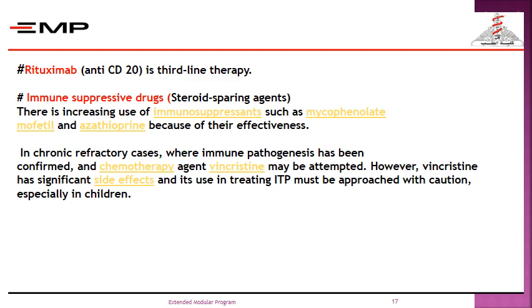In chronic refractory cases where immune pathogenesis has been confirmed, the chemotherapy agent vincristine may be attempted. Vincristine has significant side effects, and its use in treating ITP must be approached with caution, especially in children.